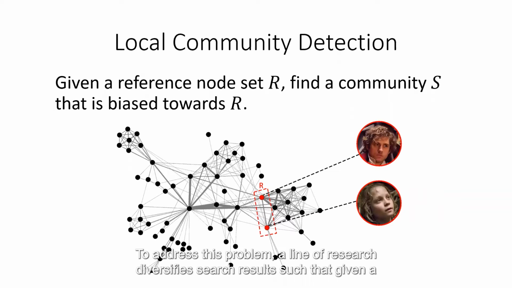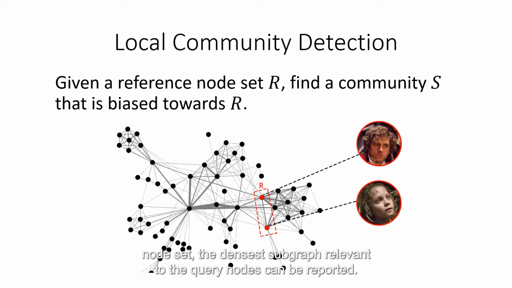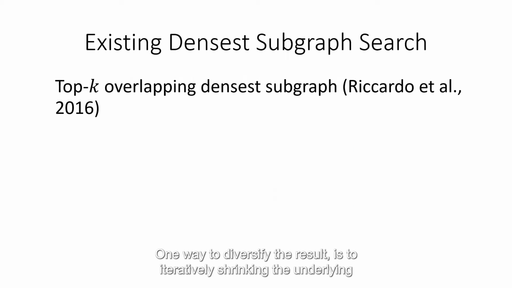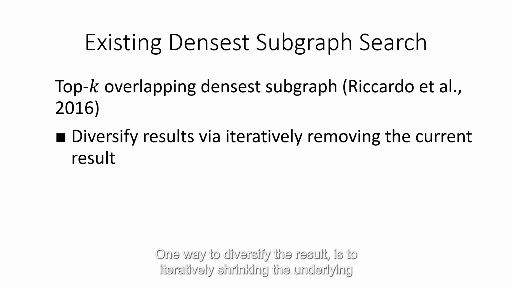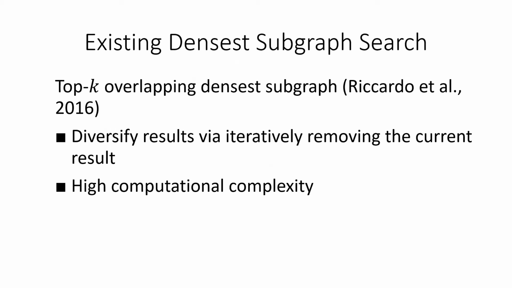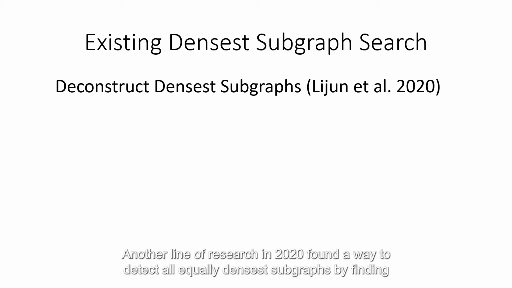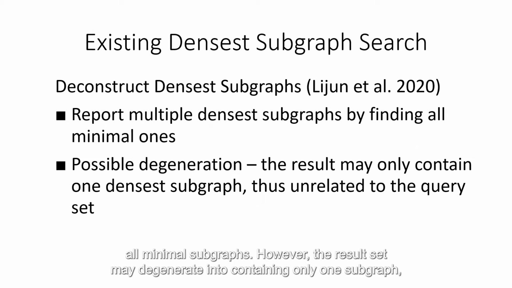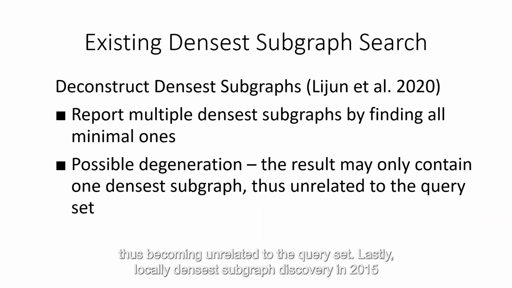To address this problem, a line of research diversifies search results such that, given a node set, the densest subgraph relevant to the query nodes can be reported. One way to diversify the result is to iteratively shrink the underlying graph by removing the current result, which leads to high computational complexity. Another line of research in 2020 found a way to detect all equally densest subgraphs by finding all minimal subgraphs. However, the result set may degenerate into containing only one subgraph, thus becoming unrelated to the query set.